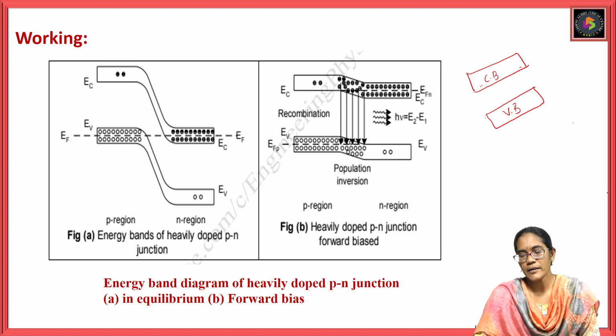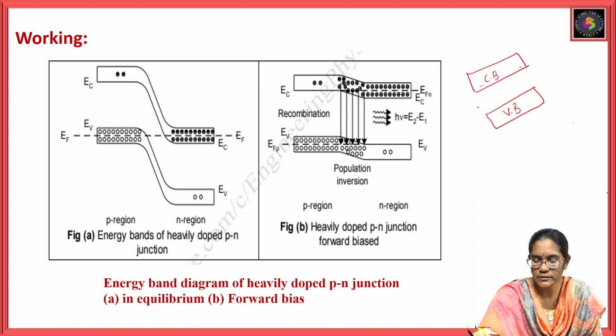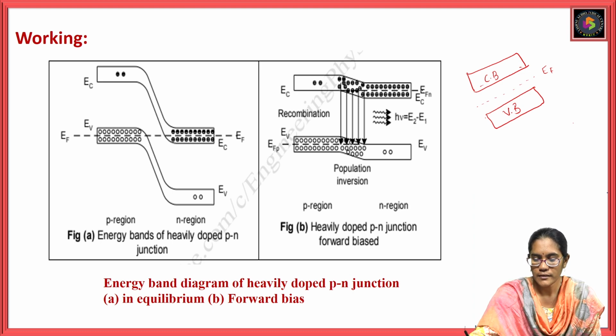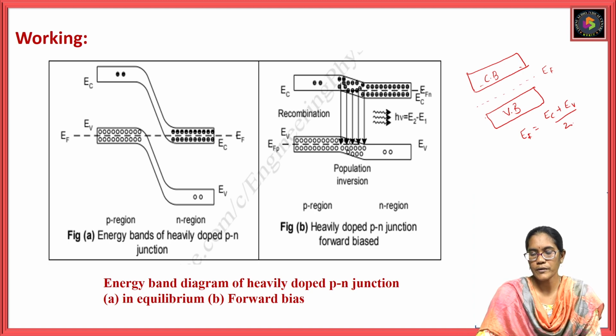So in case of intrinsic semiconductor, the Fermi level position is here, EF. In an intrinsic semiconductor, the Fermi level position is midway between the conduction band and valency band. We have also proved that EF is equal to (EC plus EV) by 2. So from this we can say that, in case of intrinsic semiconductor, the Fermi level position is midway between the conduction band and the valency band.